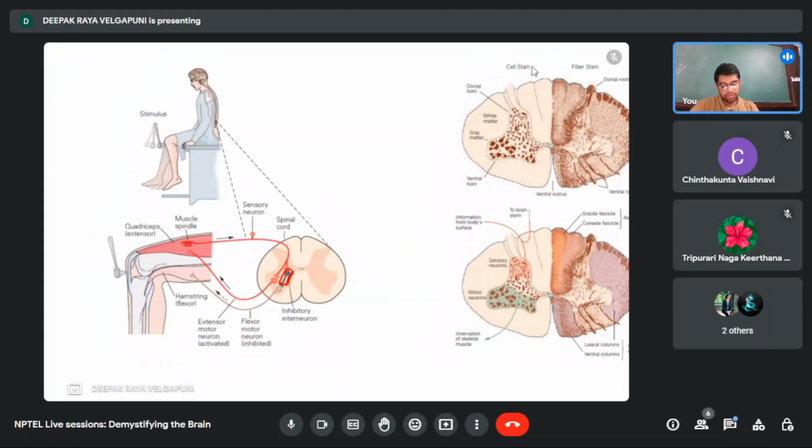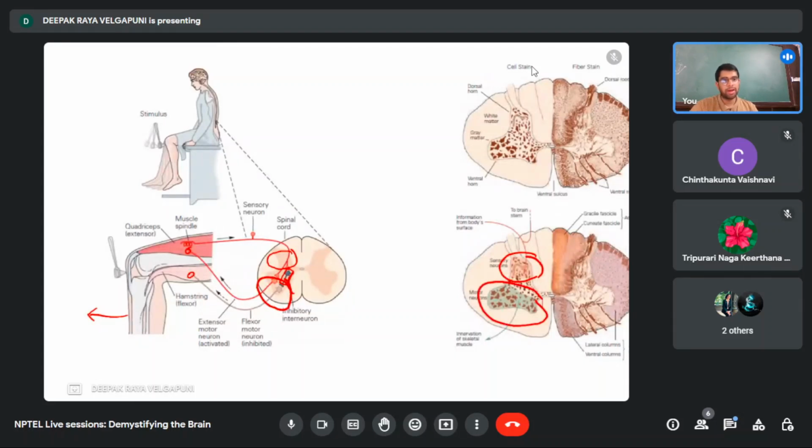So for that you have to inhibit here and excite here, and you get a stretch then. So this is how it is organized, and you have sensory processes more happening on this side, sensory neurons, and motor processes happening this side. And this is only at the spinal cord level.